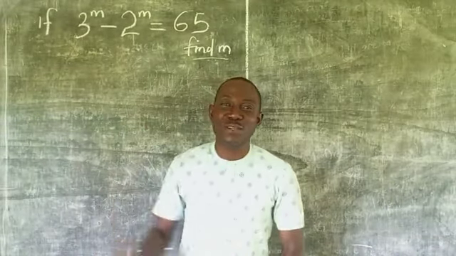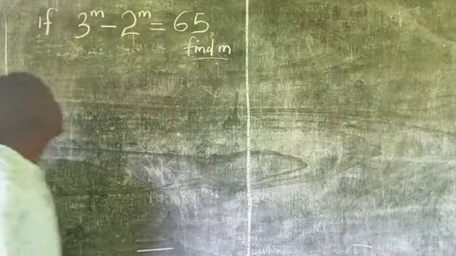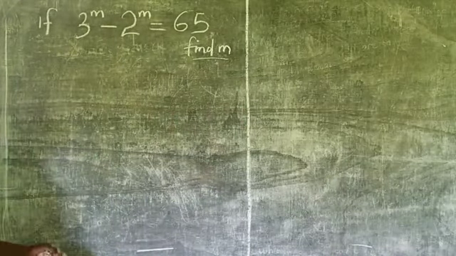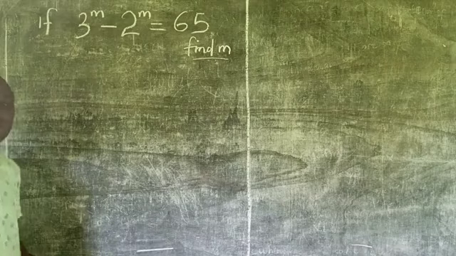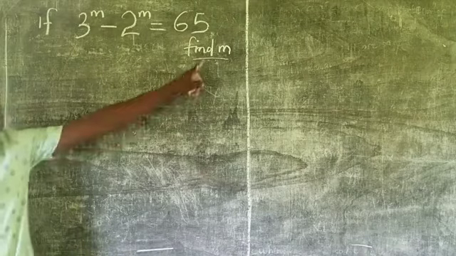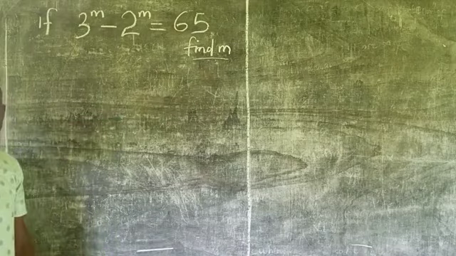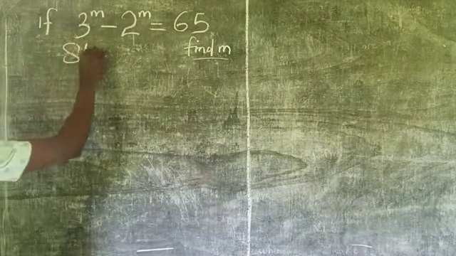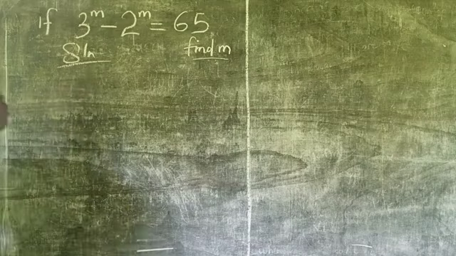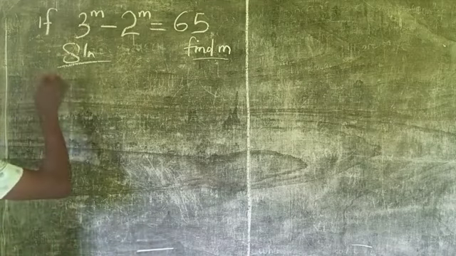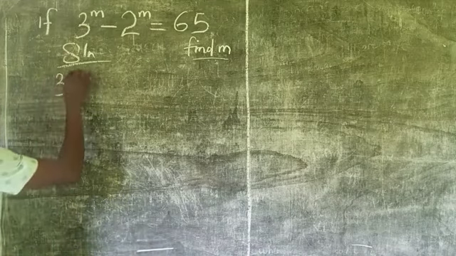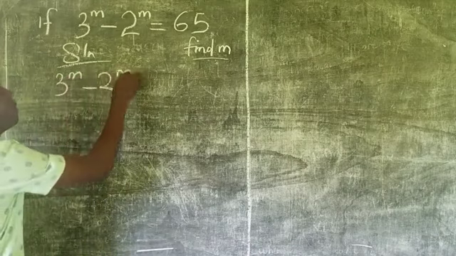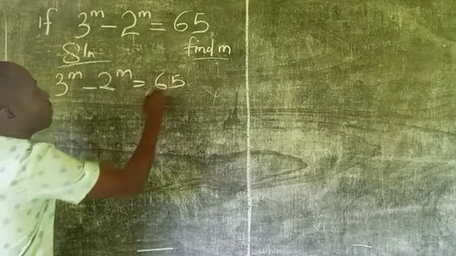And today we're having a special equation, and it says if 3 raised to the power n minus 2 raised to the power n is equal to 65, we're therefore asked to find n. And like I already said, the first thing you must do is to say solution. Solution. We're going to say 3^n minus 2^n equals 65.